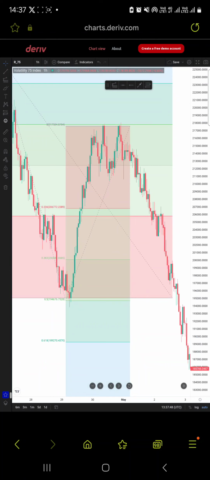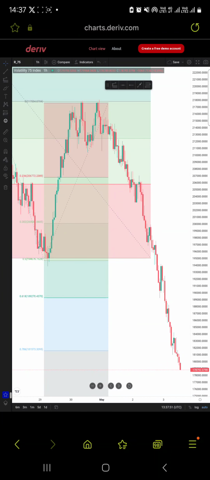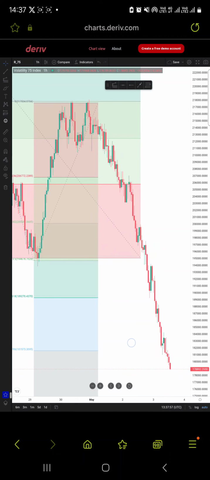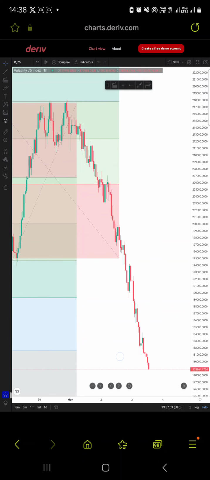So now, what did we see? Where is the market going? You can see all the levels where the market will go. Did you reach this level? Yes. Did you reach this level? Yes. Where is the next level that the market is going now?